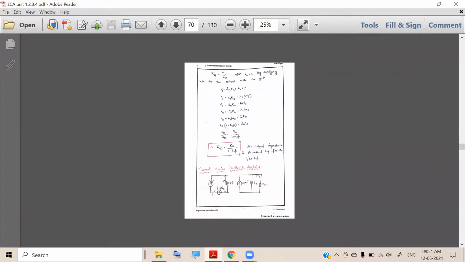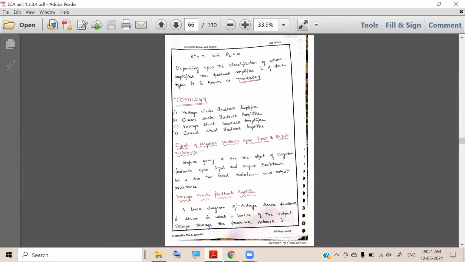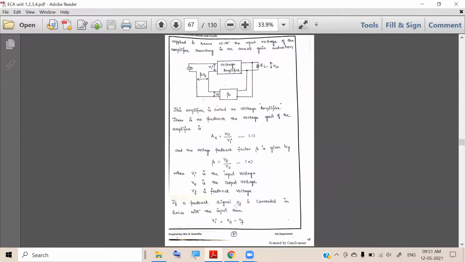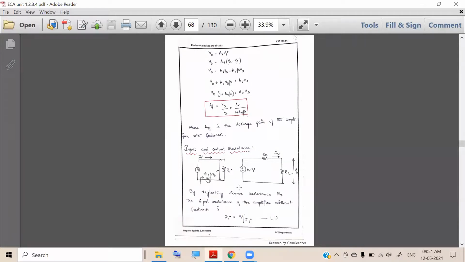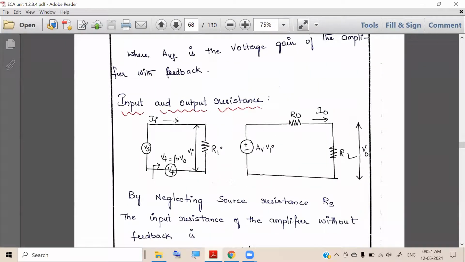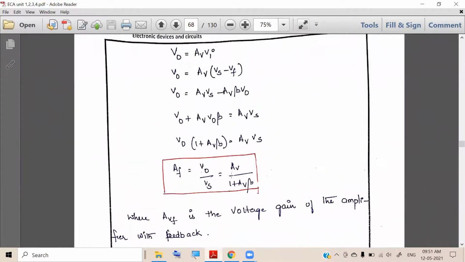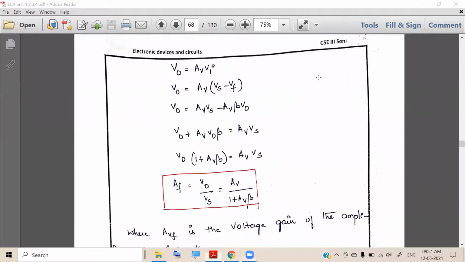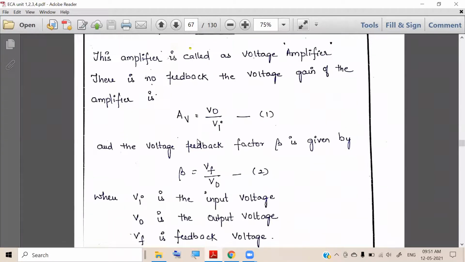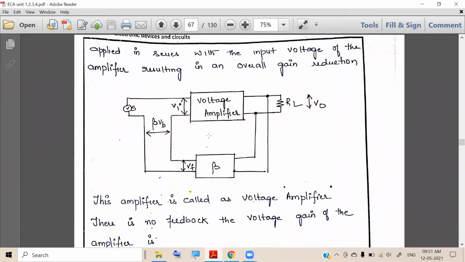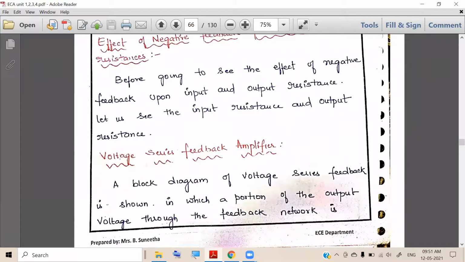Before we discuss current series, once again let us see the circuit diagram for voltage series feedback. Because it is voltage series feedback, everything we can represent in terms of voltage. Output is voltage, input is also voltage. Voltage series, output is voltage. Series means, simply remember, voltage. So input is also voltage. Output voltage, input is also voltage.